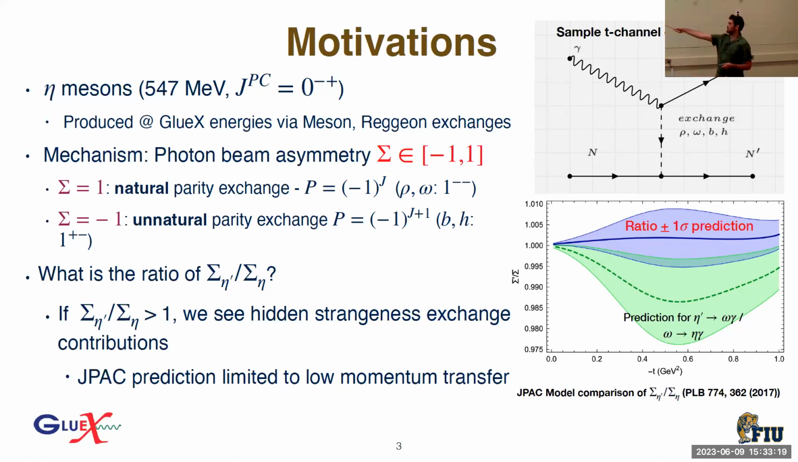So if the value is 1, we have a natural parity exchange. So rho or omega is likely going to dominate the exchange process. And if it's -1, we have an unnatural parity exchange. So it'll be an h meson, an axial vector meson.